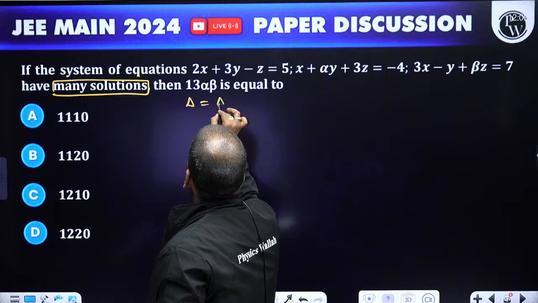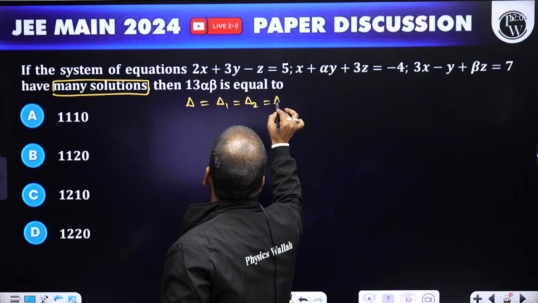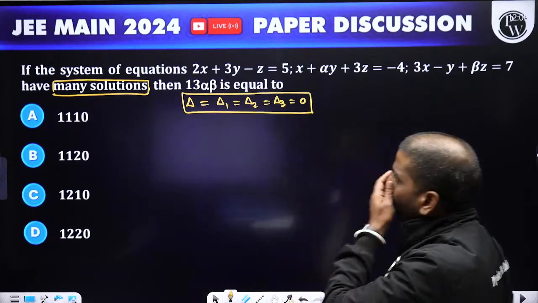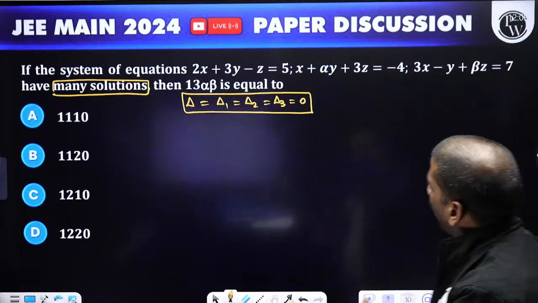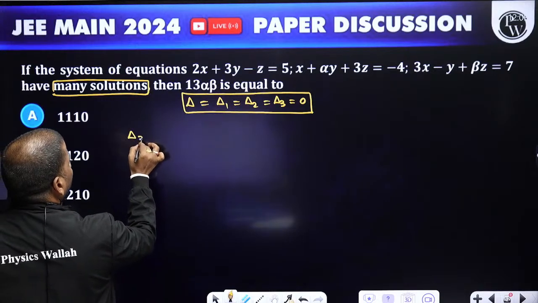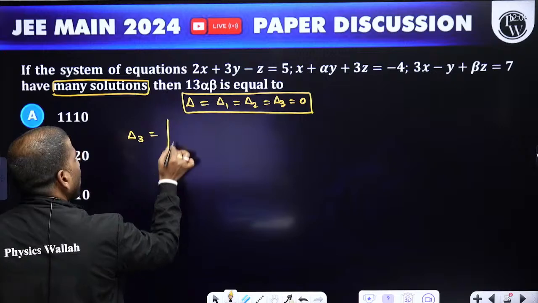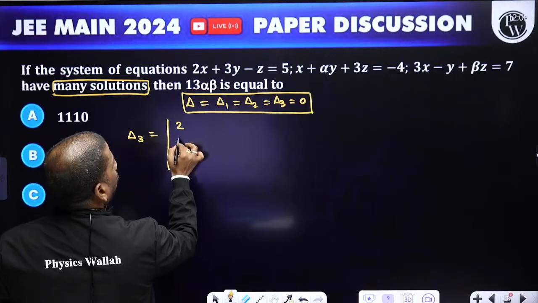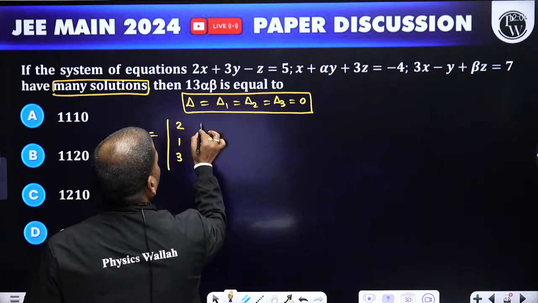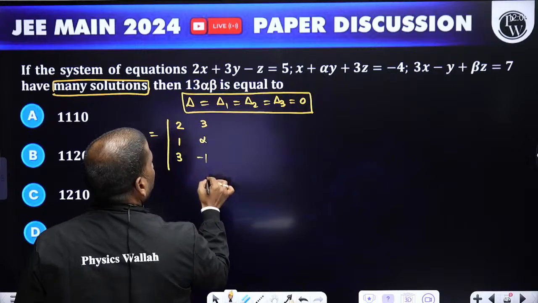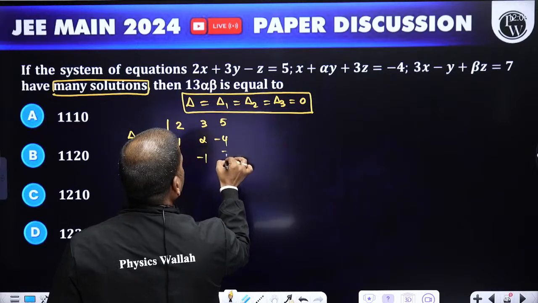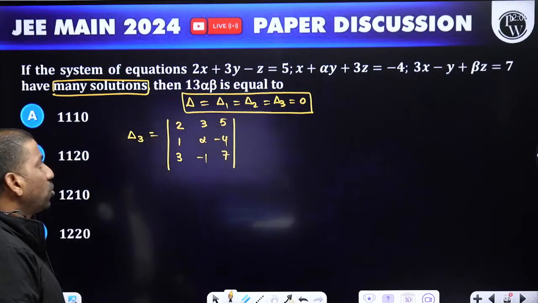Delta is equal to delta 1 is equal to delta 2 is equal to delta 3 is equal to 0. Let us take that advantage. Instead of cancelling one parameter after another, directly, since alpha is there, we will consider delta 3. So what is delta 3? Rows 2, 1, 3; 2, 1, 3; 2, 1, 3 alpha minus 1. Next, for delta 3 the constants we should write are 5, minus 4, 7.